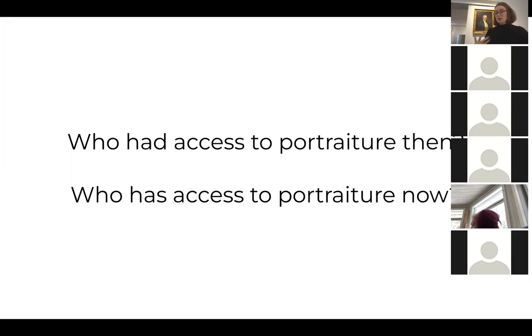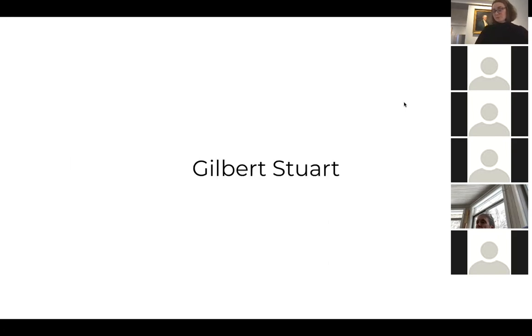And now it's a much more democratic experience where people from all different age ranges, all different classes of society can create a portrait. Now, not all portraits are created equal still, but that has changed quite a bit, but is still different. So these are things to consider. We're looking at equity within the arts, and that's an important conversation to have. So we're going to start with Gilbert Stewart.